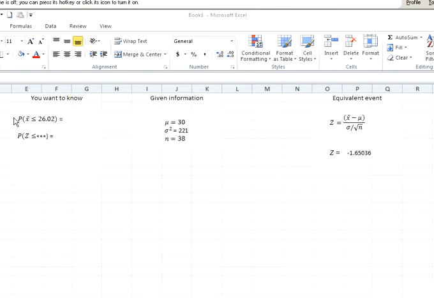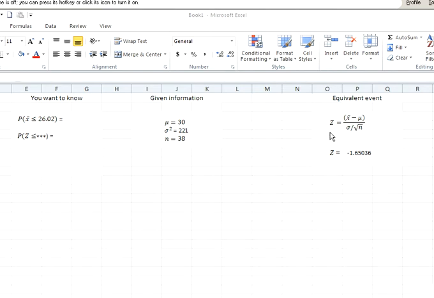Now, when you're computing these probabilities, some of the information will be given to you already. For example, where the sample came from, what is the sample size, and so on. So the given information is this: the sample has come from a population with mean 30 and variance 221, and the sample size was 38. So this information is given to you. You're going to use this information to convert this x bar into an equivalent event, converting this event of x bar less than 26.02 into an equivalent event in terms of z.